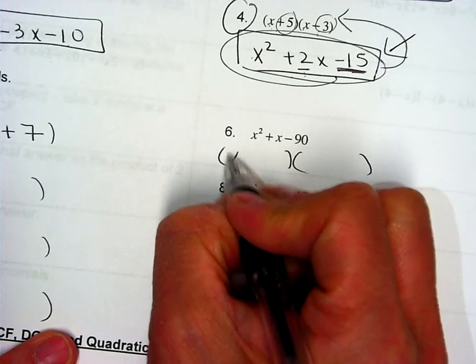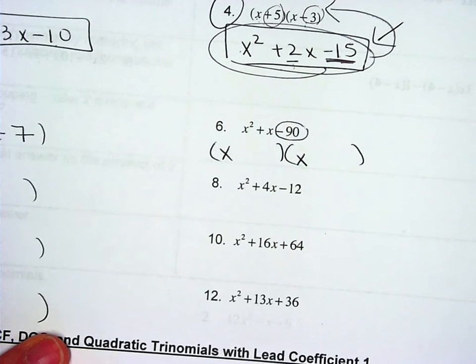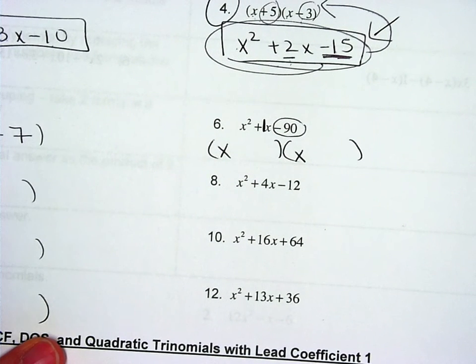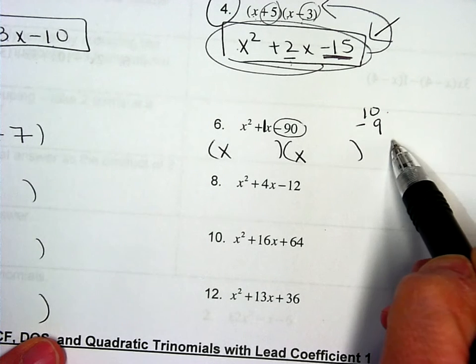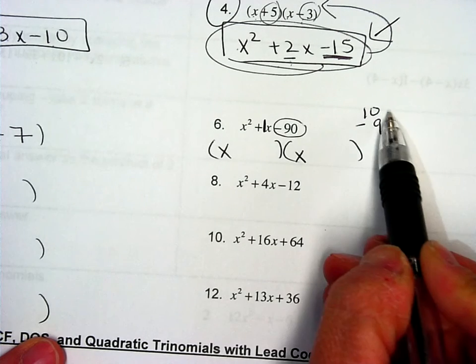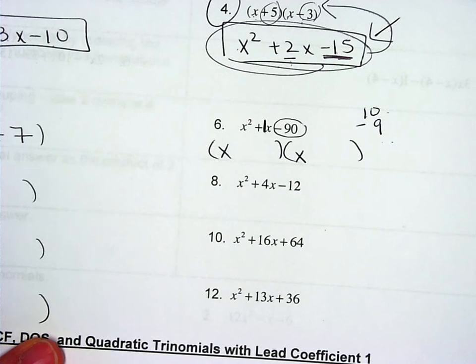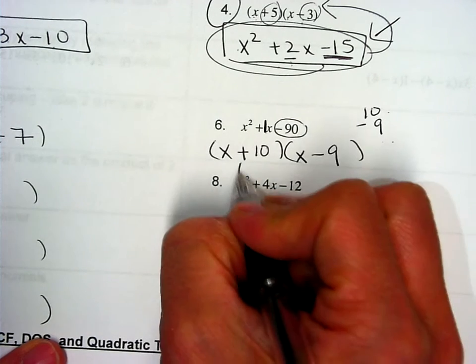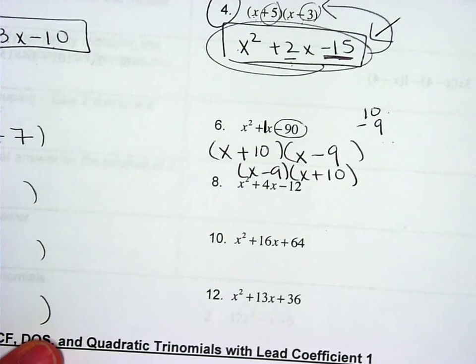Go to number 6. Same thing. It's going to be always x and x. You need to find 2 numbers that multiply to negative 90, and it has to add up to the number in the middle, which in this case is positive 1. So the 2 numbers are 10 and negative 9. If you do 10 times negative 9, you'll get negative 90. If you do 10 plus negative 9, it will add up to the middle, which is 1. And there's only one pair of numbers that work here. No other combination works. I'm going to put a plus 10 and a minus 9. Now, if you do this, this is also correct. It doesn't matter where you put the minus 9 plus 10 as long as you keep the signs.